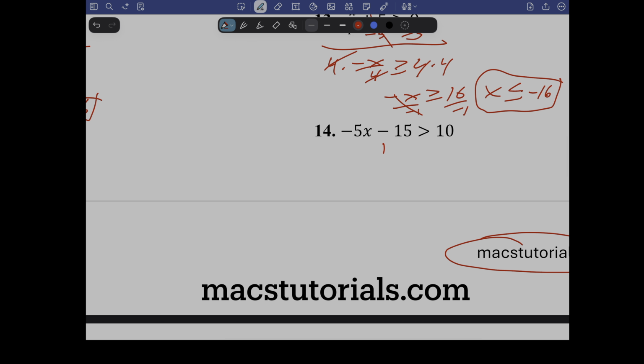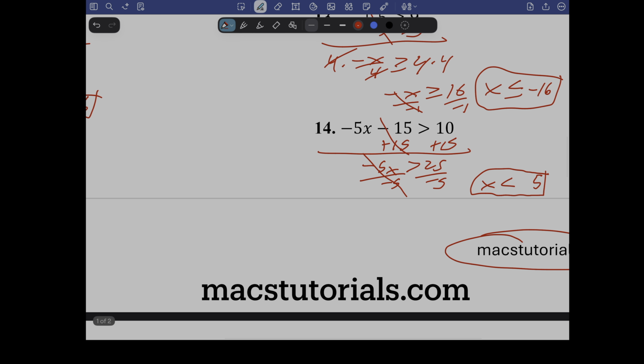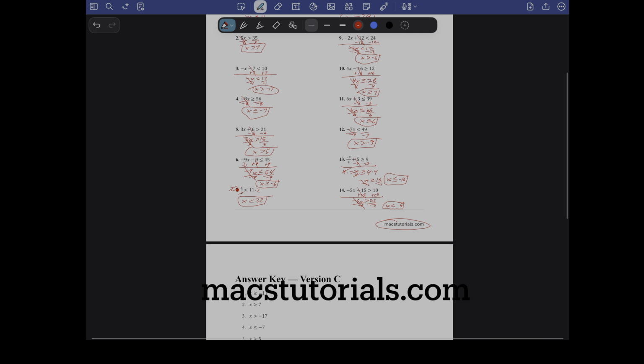Number 14, I am now going to add 15 to both sides. Drop down a negative x is greater than 25. Now I divide each side by a negative. Ooh, I'm dividing by a negative. Ding, ding, ding. That's when I make my switch. Okay. Whoa, what happened there? Switch them, and I'm going to get x less than negative 5. All righty, there we go.